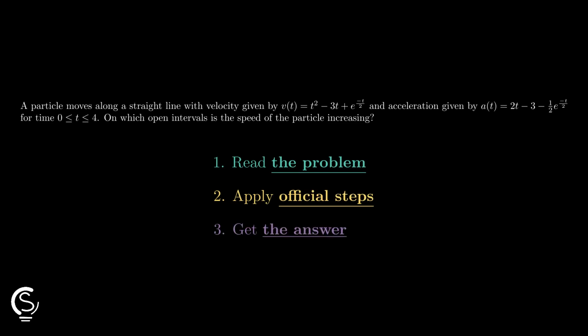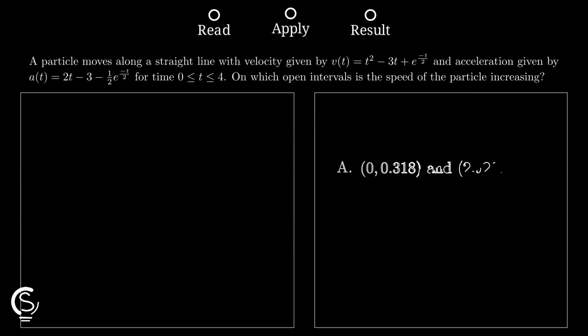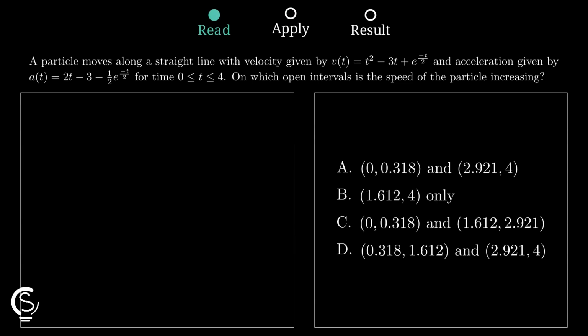I got your back. Particle motion problems are easy if you know the secret. We need to find where speed increases by checking the signs of velocity and acceleration. First, remember that speed increases only when velocity and acceleration share the same sign. We must find the zeros for both functions to see where they are positive or negative together.